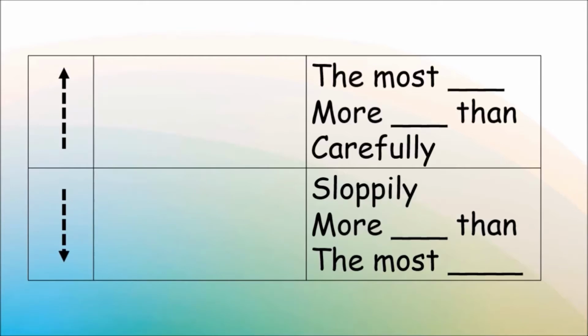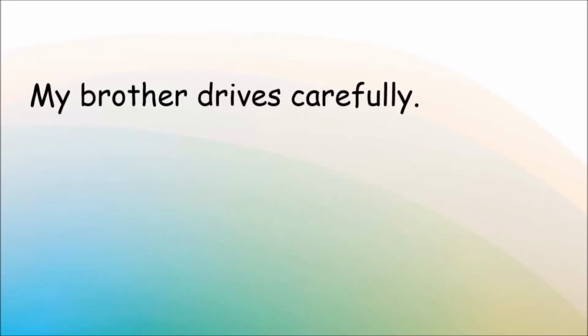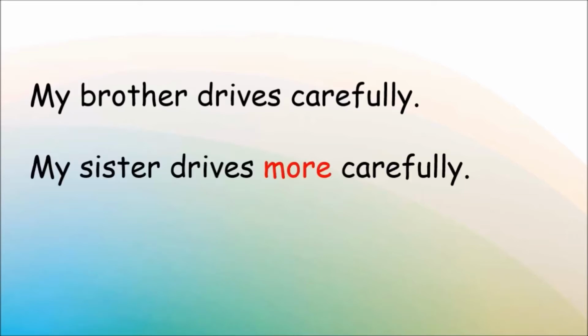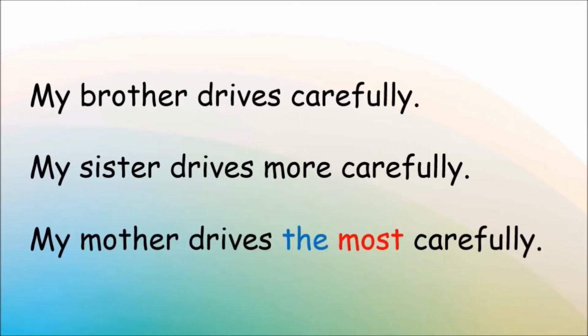In these three-syllable adverbs, one person might do something carefully or sloppily, another person might do it more carefully or more sloppily, and a third person might do it the most carefully or the most sloppily. Here are some sample sentences. My brother drives carefully. My sister drives more carefully. My mother drives the most carefully.